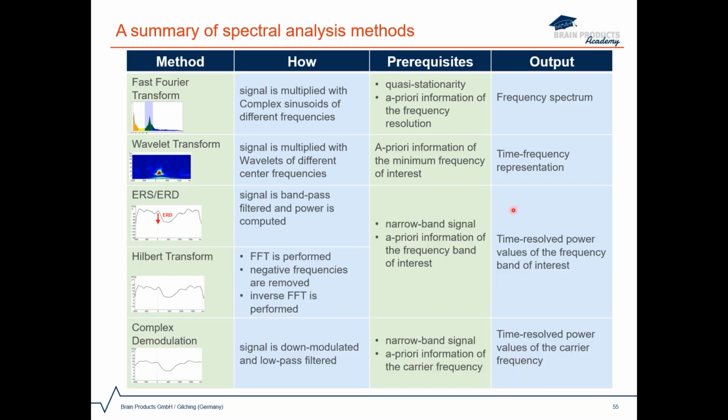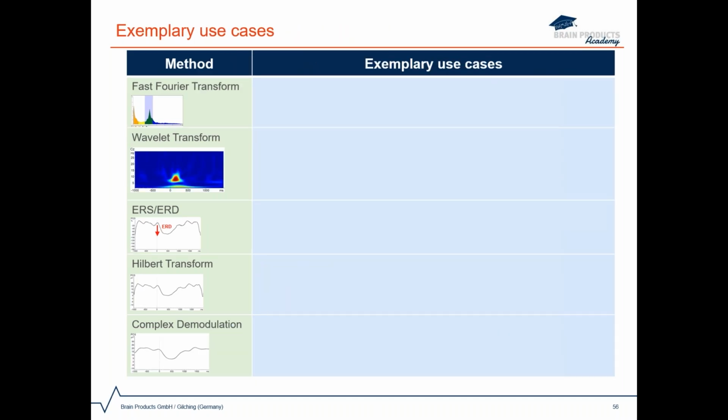The following three methods, ERS/ERD, Hilbert Transform, and complex demodulation, are rather similar to each other. To ensure the resulting output can be well interpreted, these methods require a bandpass filtering and prior information of the frequency band of interest, and they produce an output of a time-resolved signal. Now, you are informed with the differences and similarities of the presented spectral analysis methods.